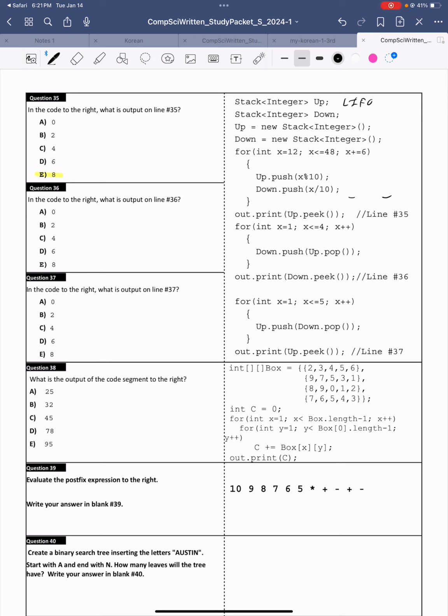Now we look at here, down.push, up.pop. We're going to do this 4 times. So we had 48, and then we had 42, and then we had 36, and then we had 30, and then this is 24 and so forth, right? We don't really care what these numbers are. So we're going to add to down, up.pop. So we're going to do this 4 times. Sorry, 1, 2, 3, 4. So we stopped at 30, right?